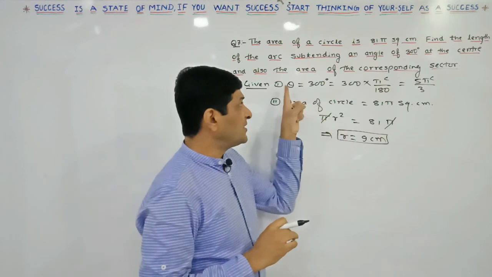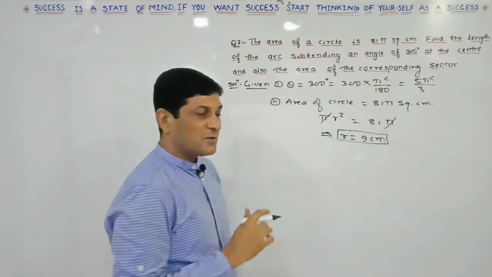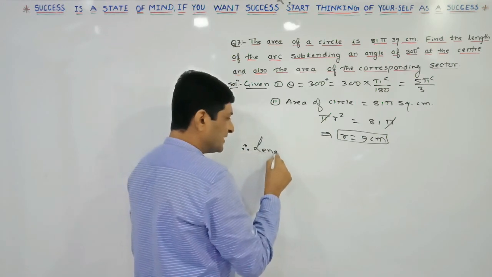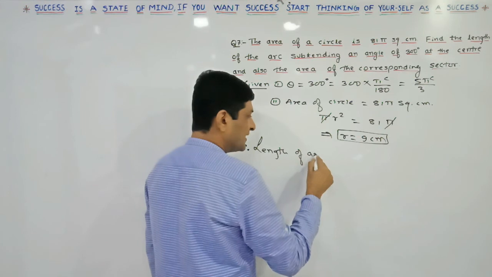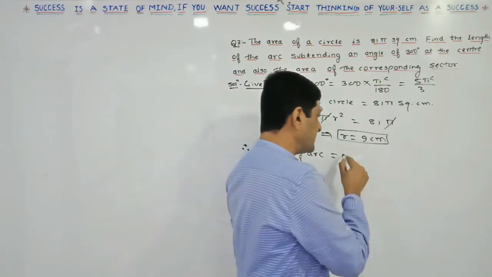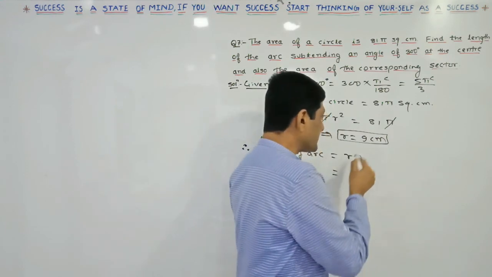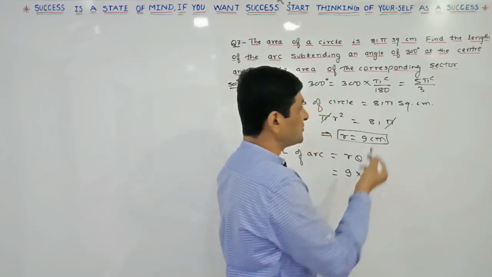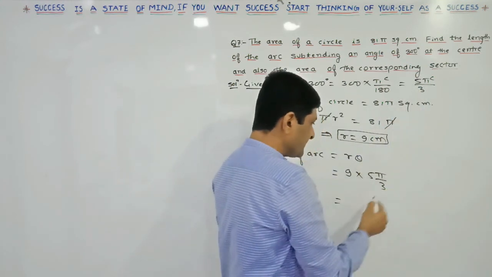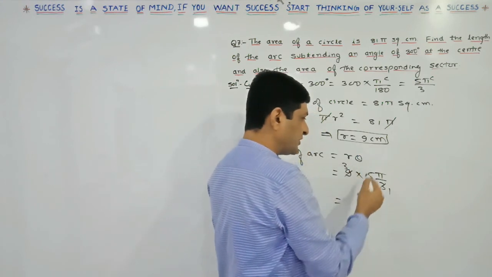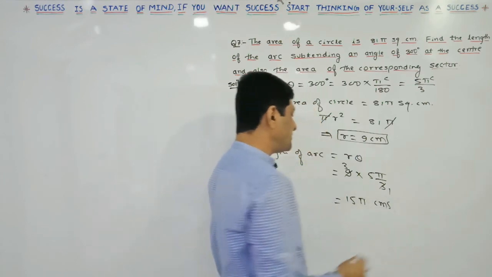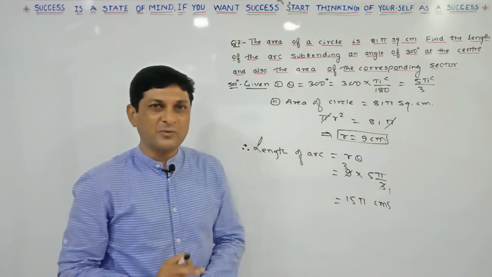Now radius is known, theta is known. Let us try to find out our first required value. So what is our first required value? Length of arc. And length of arc means S. And what is the formula to find out length of arc? S is equal to r theta. So replace r by its value 9 and theta by its value. What is the value of theta here? 5 pi upon 3. So here 3 1's are 3, 3 3's are 9, and 3 into 5 will be equal to 15 pi centimeters. In this way we have got our first required value, length of arc.